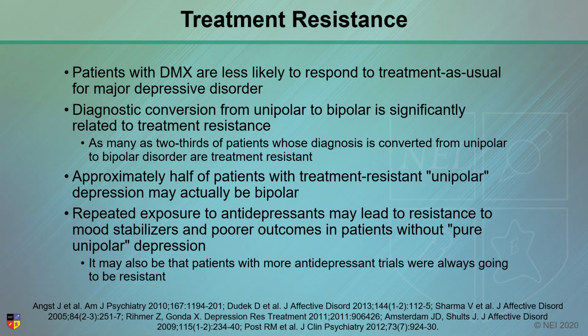And this repeated exposure to antidepressants may lead to resistance to mood stabilizers and poor outcomes in patients without pure unipolar depression. It may also be that patients with more antidepressant trials were always going to be resistant. That's what we talked about in the last lecture: what other disease state do we have where you just do trial after trial of the medication of choice, just keep trying different monoamine agonists, which are the SRIs, the TCAs, the MAOIs, and they're just not working? So are you treating the right disorder?